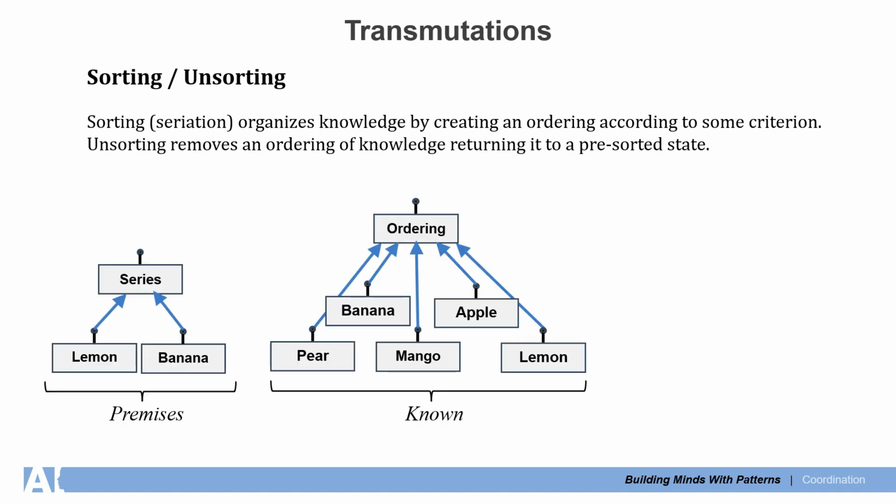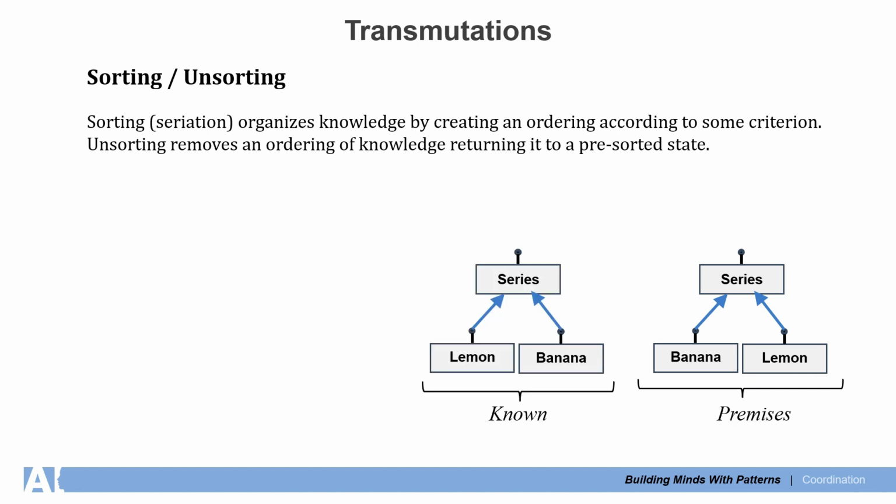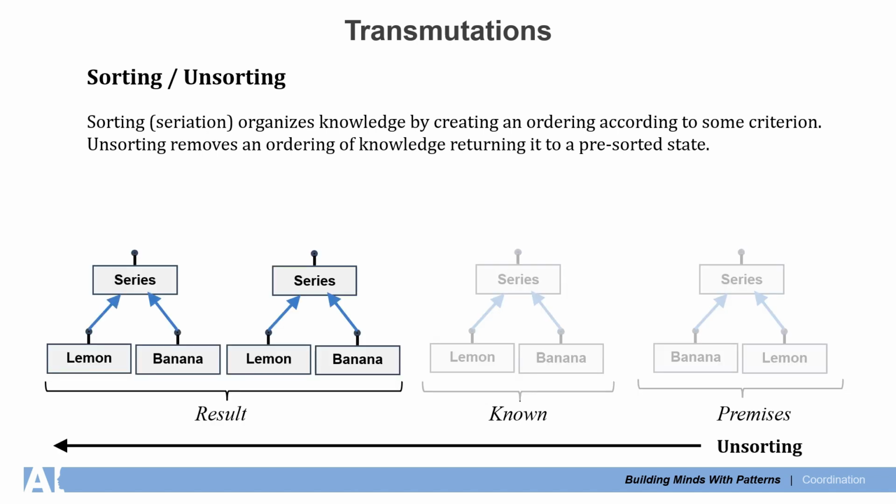So if we have a series, lemon, banana, and we have an ordering known, pear, banana, mango, apple, lemon, we can use the ordering to sort our premises so that we have a series, banana, lemon. If we have a series, banana, lemon, and we have a known series, lemon, banana, we can have 2 series of lemon, banana. We can return our sorted series to its unsorted state.